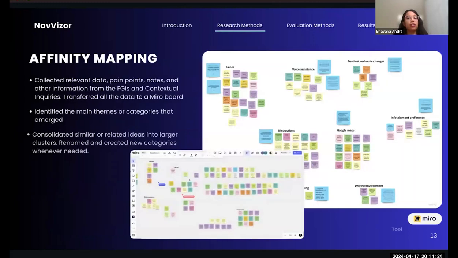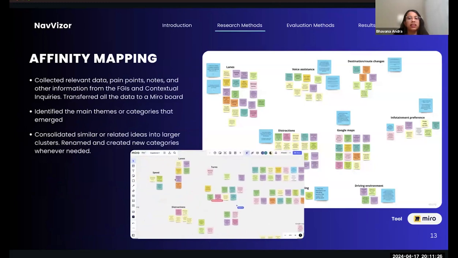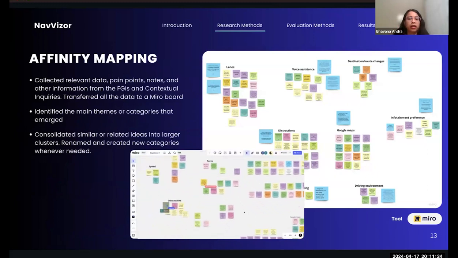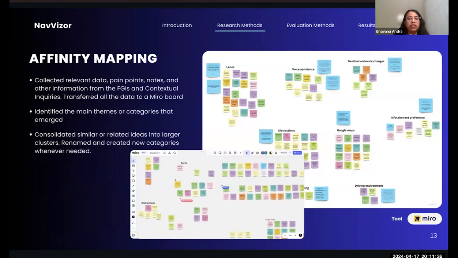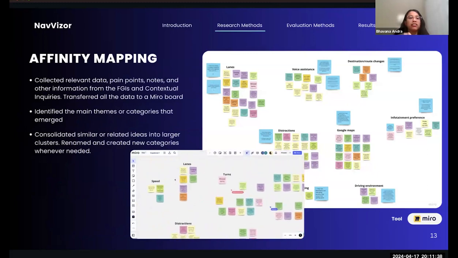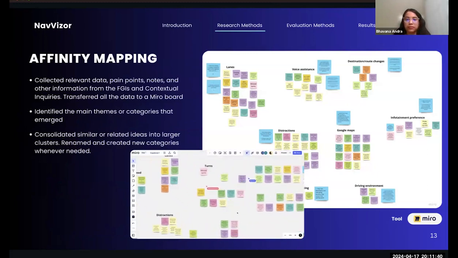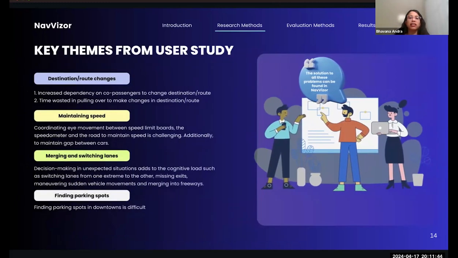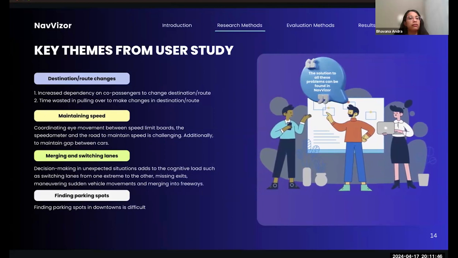So after collecting all of this data, we synthesized our data by conducting affinity mapping. We transferred all our focus group interviews and contextual inquiry data to Miro. We grouped similar notes into categories and identified emerging themes. During the affinity mapping, we identified 9 themes, out of which we considered 4.